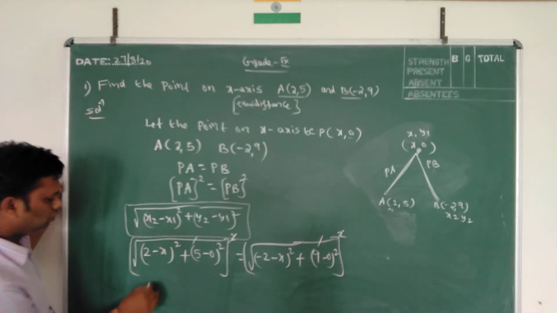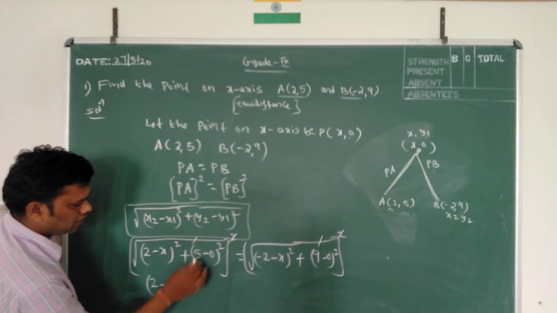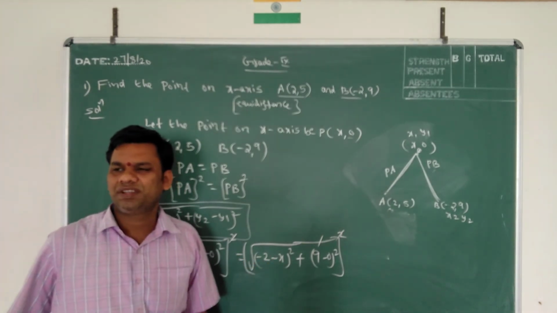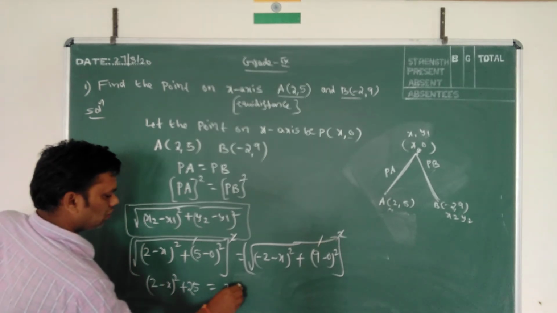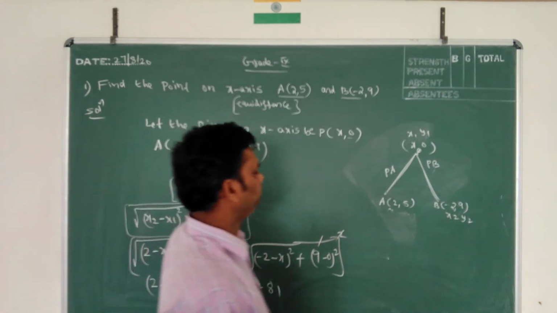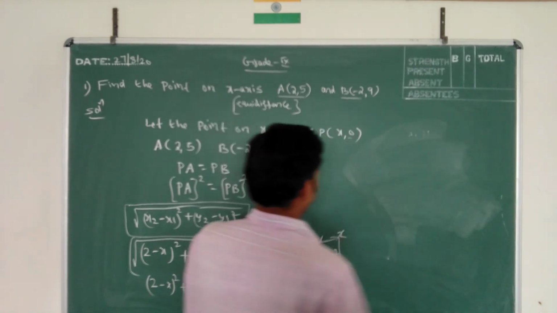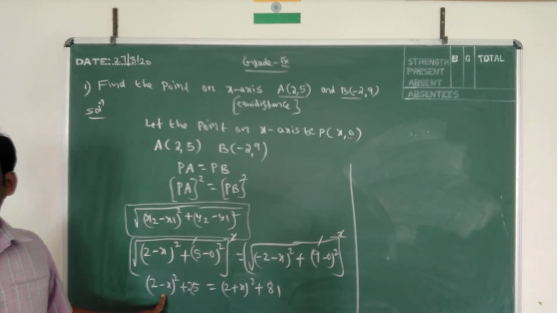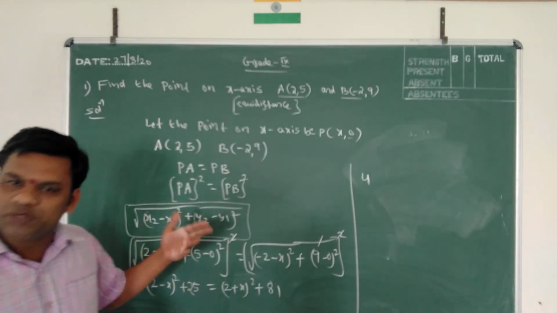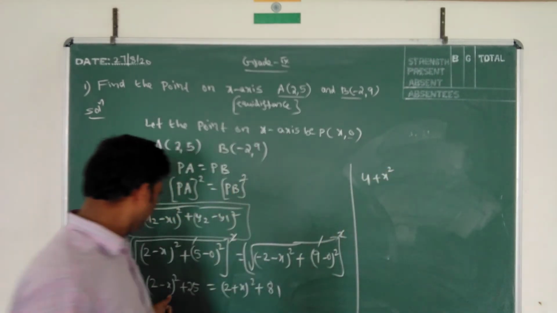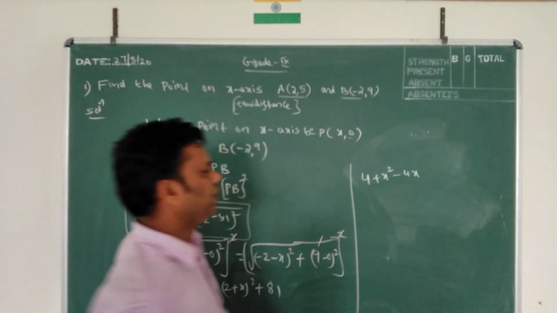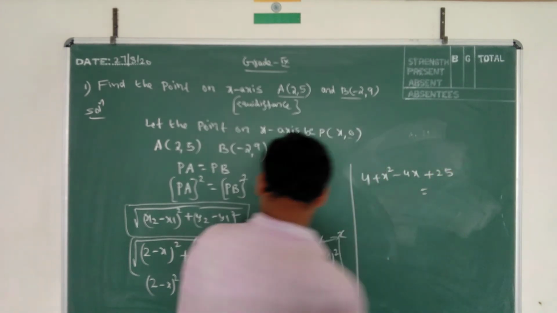Now here, 2 minus x whole square plus 5 minus 0 is 5 square, that is 25, is equal to minus of minus 2 minus x, means 2 plus x whole square plus 9 square is 81. So here, 2 minus x whole square, a minus b whole square, a square is 2 square, that is 4, b square means minus x whole square is plus x square, minus 2ab, 2 into 2 into x, that is minus 4x, plus 25, is equal to 2 plus x whole square.